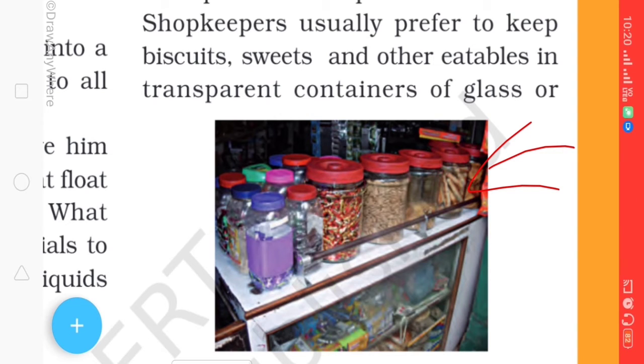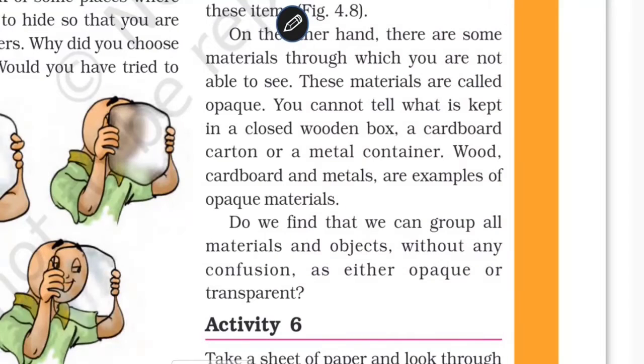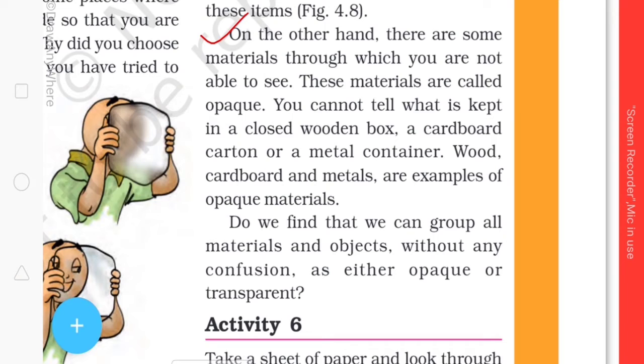So that people can see, and if you see, then you will feel like buying and eating the sweets. That is why these containers are transparent. They may be made of plastic or of glass. On the other hand, there are some materials through which you are not able to see.